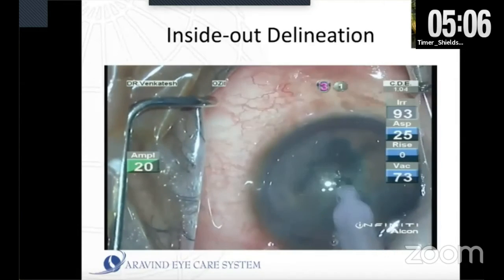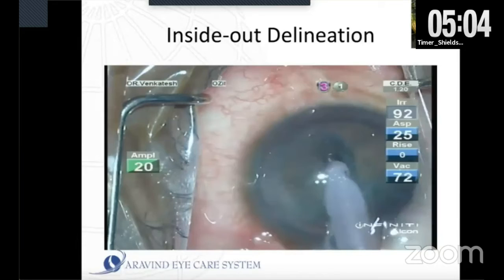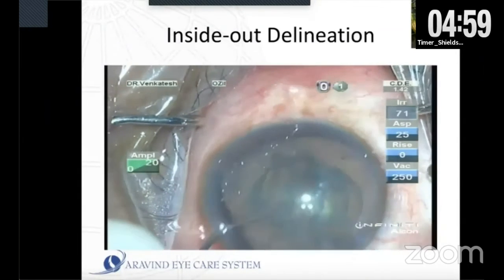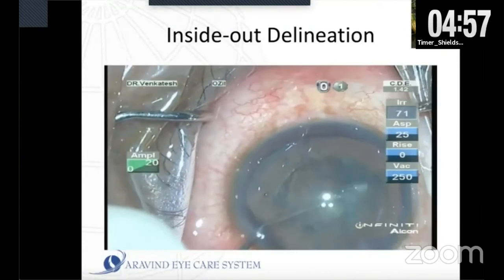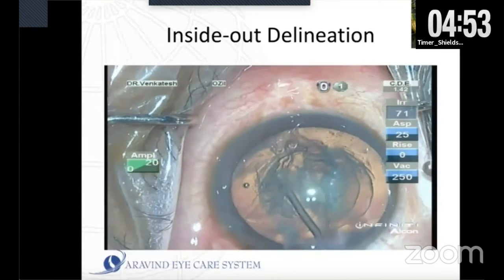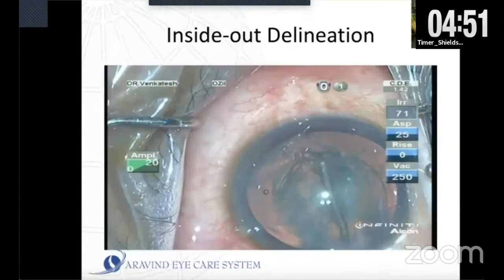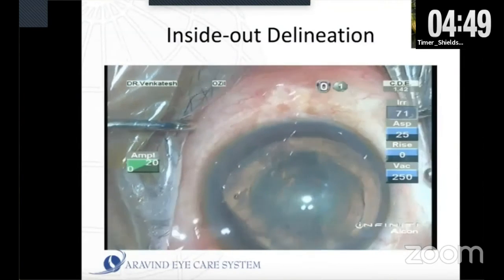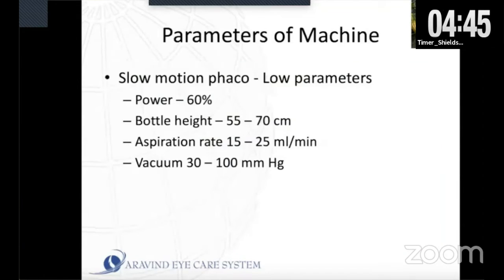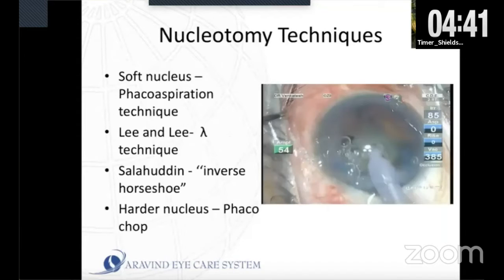So I do this nice trenching and then do an inside out delineation. You have to do it from inside after you have trenched the central part from either side. So this really helps you to make sure you do only a delineation and there is no fluid doing cortical cleaving hydrodissection. And make sure your parameters are always slow. You have to do a slow motion phaco here.